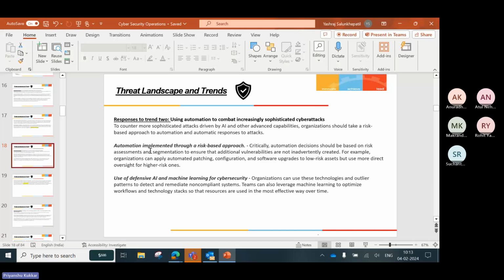Use of defensive AI and machine learning for cyber security. Again, uses technologies and outlier patterns to detect and remedy non-compliant systems. Teams can also leverage machine learning to optimize workflows and technology stacks so that resources are used in the most effective way over time. Okay, so AI and machine learning would be best to observe, to detect and remediate non-compliant systems.